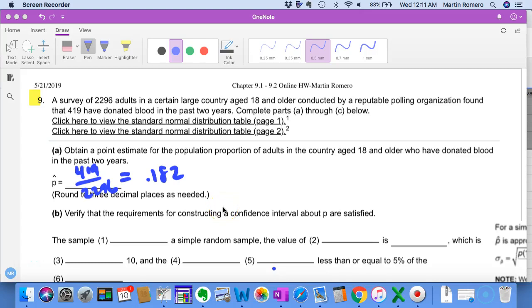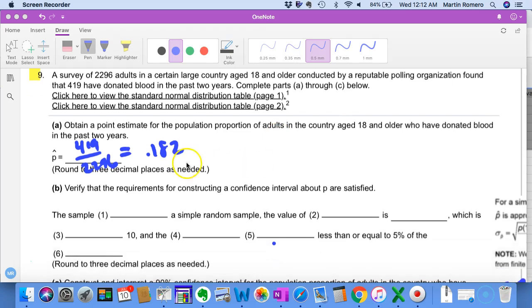Okay, we're going to go now ahead and construct a confidence interval for estimating a population proportion. So instead of just using the point estimate, like in this example here, 419 people donated blood out of 2296, which is 0.182 or 18.2% of the sample donated blood. Now, what's the estimate for the population proportion of people who donate blood? Well, instead of using the single value and saying 18.2% of people donate blood in the population, we're going to create a confidence interval, using some margin of error to do so. So there's your point estimate.